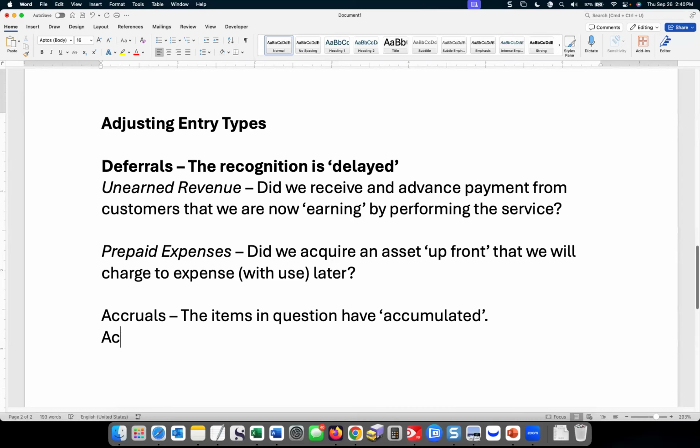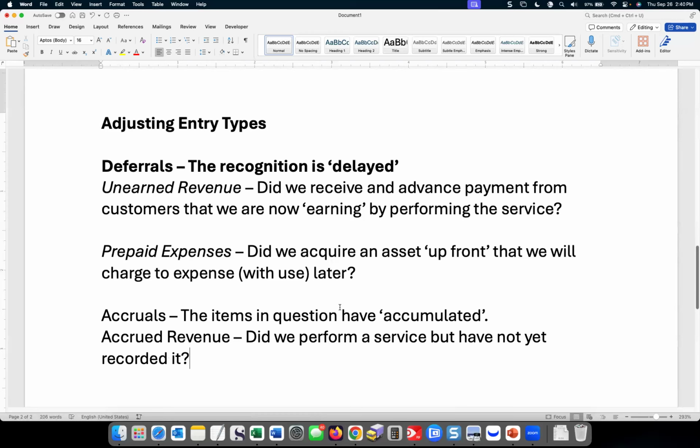All right. So here we have accrued revenue is the first one. And here's a question for this one. Did we perform a service but have not yet recorded it?